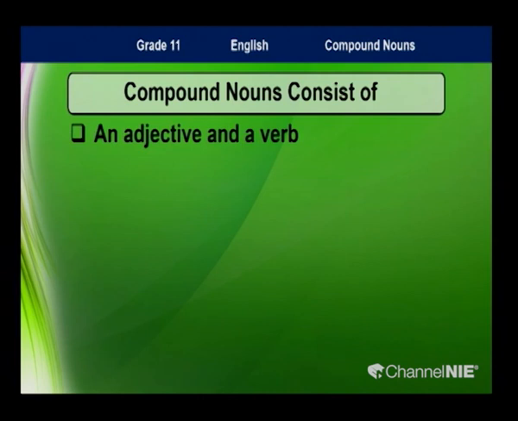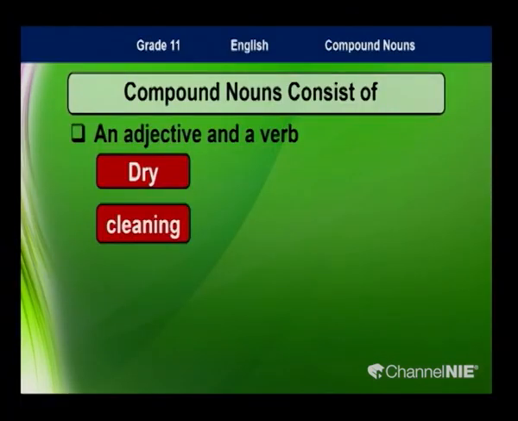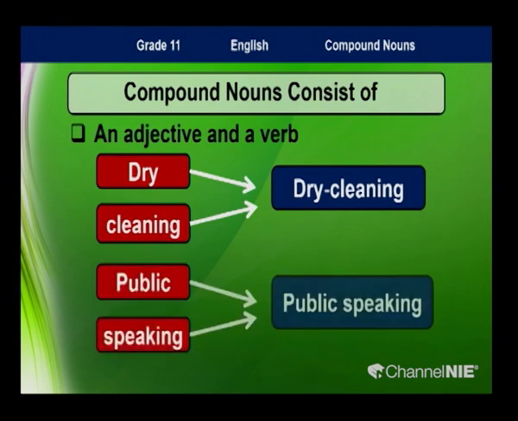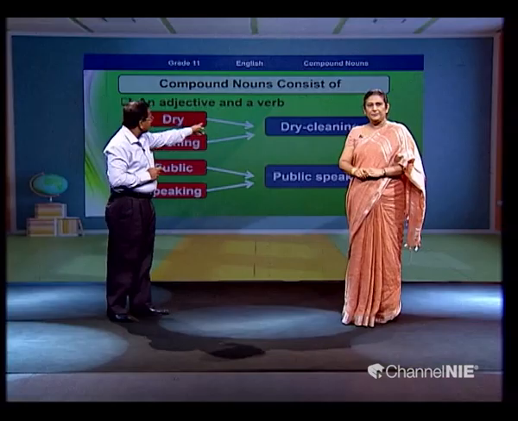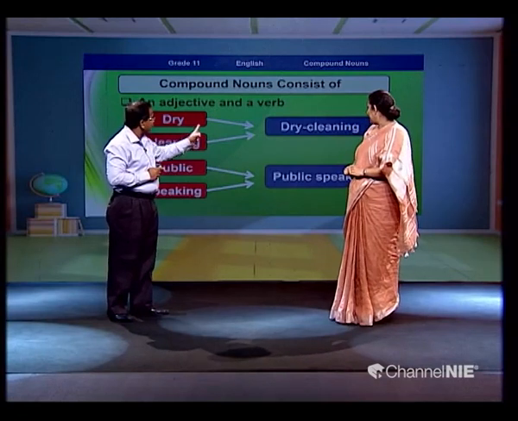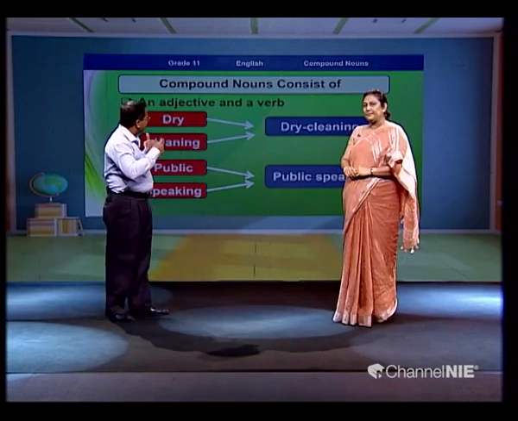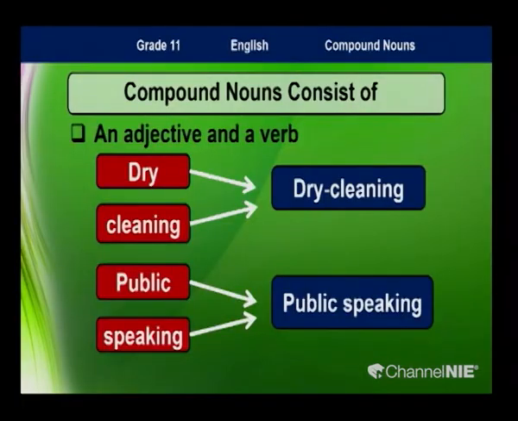The next slide reveals how an adjective and a verb or a gerund can be added together to make compound nouns. Look at these two. Dry is an adjective, cleaning a verb. Dry cleaning. Public an adjective, speaking a verb. Public speaking. When you look at the first one, dry cleaning, you can see that these two words are separated with a hyphen. In the next one, there is no hyphen, but they stand as two separate words. I will explain later. Let's have a look at the next slide.